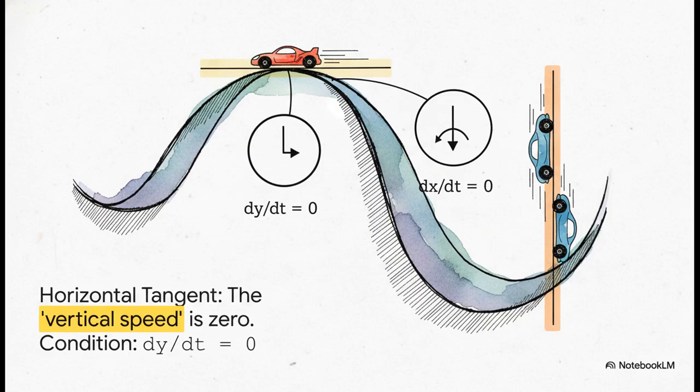Well, let's go back to our speed analogy. A horizontal tangent is just a moment when the vertical speed, dy over dt, is 0. The curve just isn't moving up or down at that instant. And a vertical tangent, that's when the horizontal speed, dx over dt, is 0. All the motion is purely up or down.